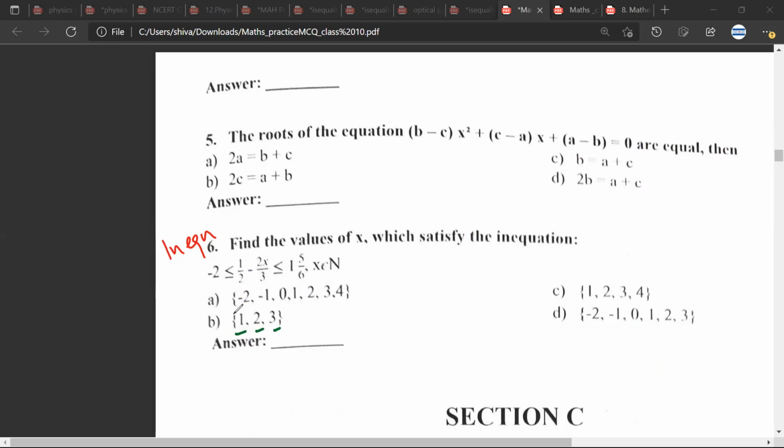Mr. CB, any doubt? No doubt. So that is why whenever you are solving inequations, the first thing that you need to take care of is what x belongs to. Like in the previous question, x belongs to real numbers. Any doubt? No doubt.